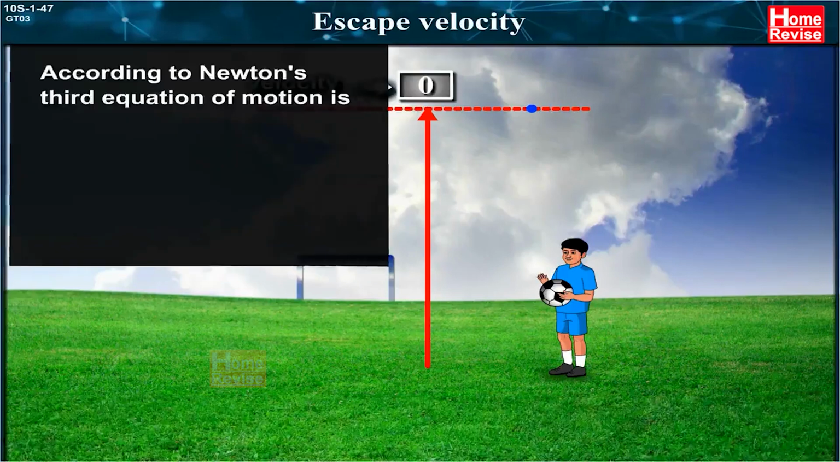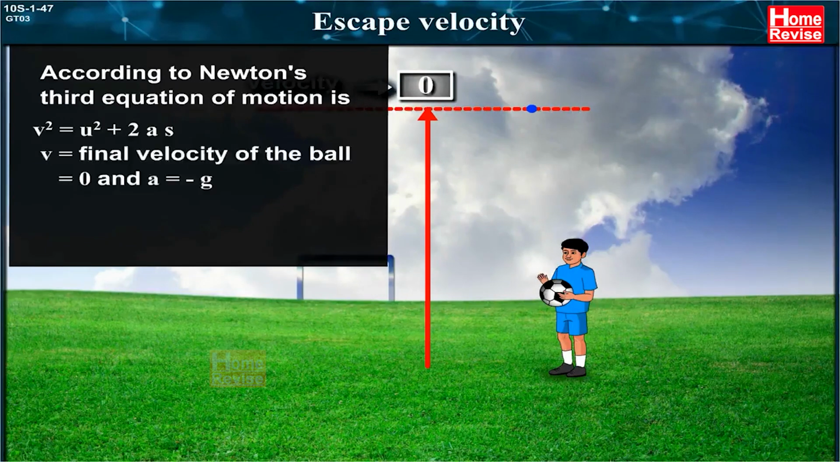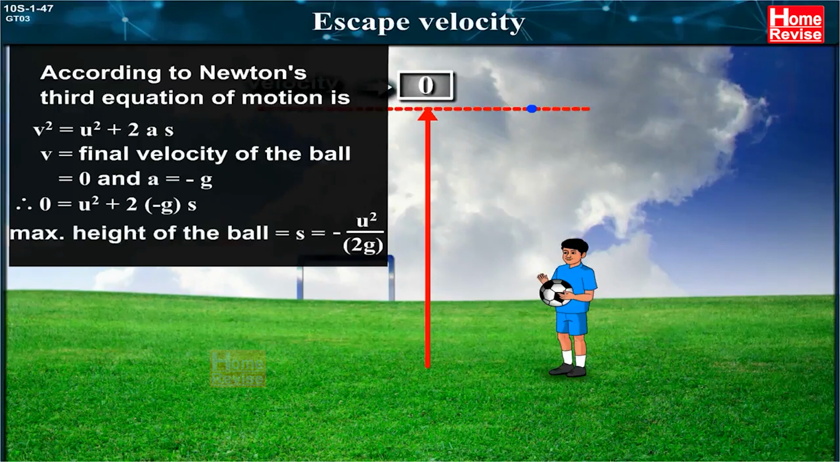According to Newton's third equation of motion, v square is equal to u square plus 2as. v, the final velocity of the ball, is equal to 0 and a is equal to minus g. Therefore, 0 is equal to u square plus 2 into minus g into s, and maximum height of the ball is equal to s is equal to u square by 2g.